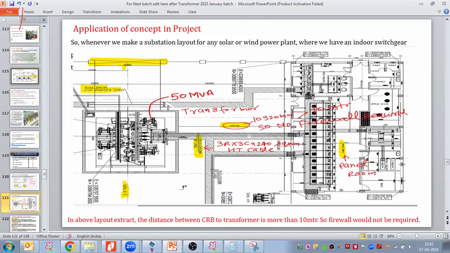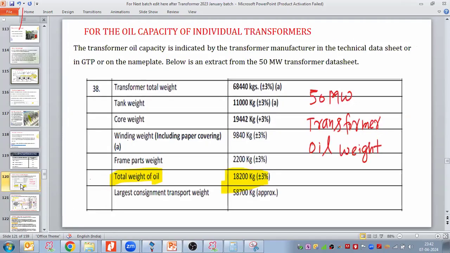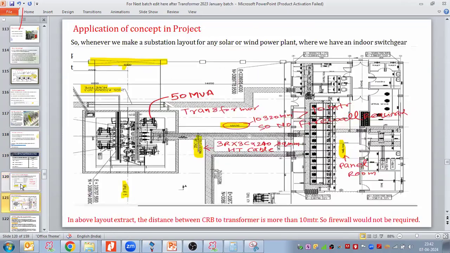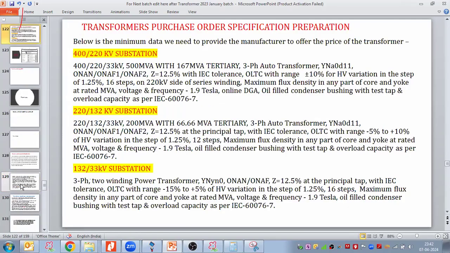Am I clear? Yes, sir. This is very much important for solar power plant engineers, because they have to prepare this kind of drawing for the power plant installations.